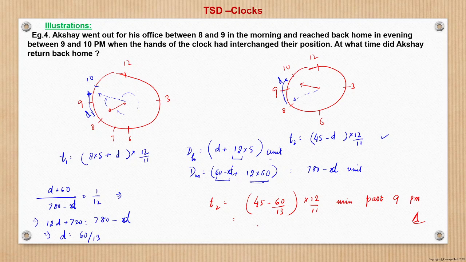Let me solve this. 13 into 45 is how much? 585. 585 minus 60 is 525. 525 into 12 upon 11 into 13, that is 143, minutes past 9. So this is nothing but 44.056 minutes past 9 p.m. So that is the answer to this question.